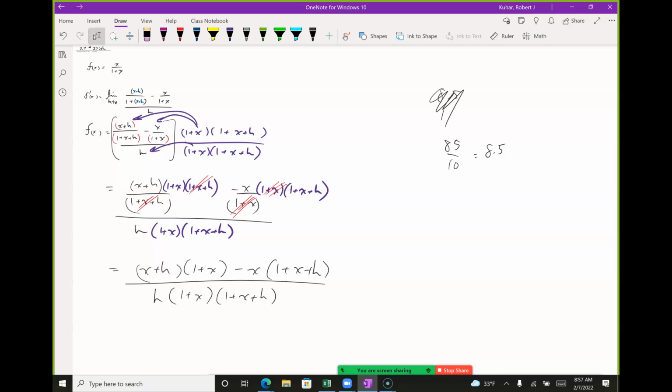You know what to do. You're going to distribute everything upstairs. Cancel like terms, right? Cancel terms where they can. Make sure there's only h's left upstairs, and then go do your limit, right? So you can see this one could take a couple pages easily. We will have some problems later that will take 3 to 5 pages for sure.